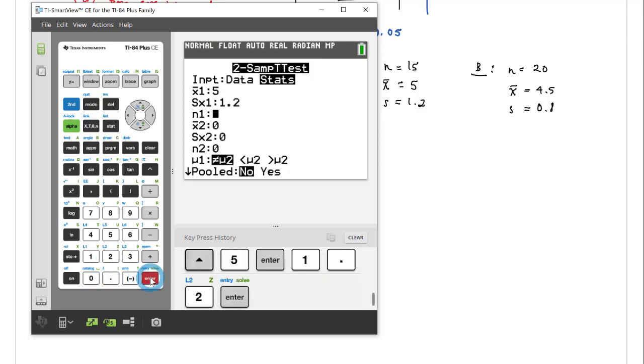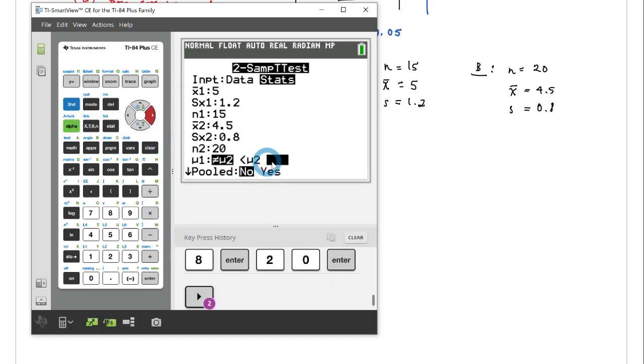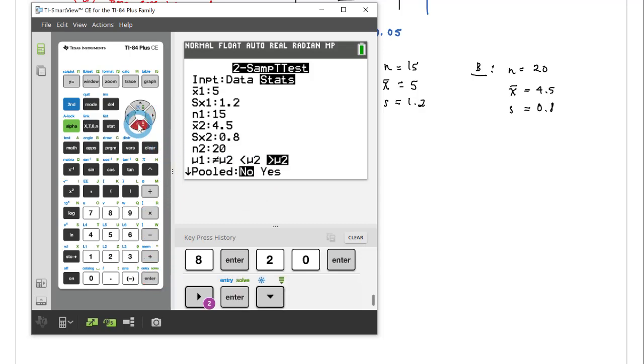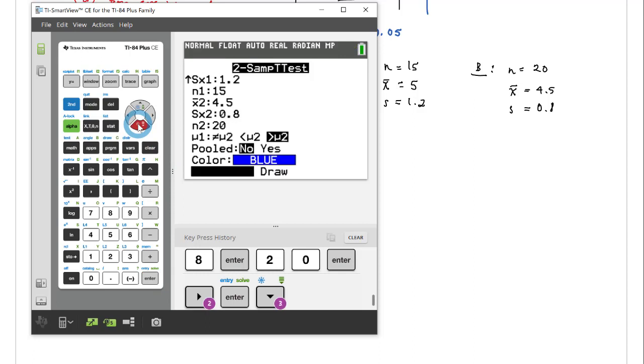All right, so entering in, X1 would be company A, so the average is 5, the standard deviation was 1.2, and the sample size was 15. For company B, the average was 4.5 years with a standard deviation of 0.8 and a sample size of 20. Select the correct hypothesis, where we thought the average number of years was greater in company A than B. Make sure pooled is marked no, and you can go ahead and calculate.